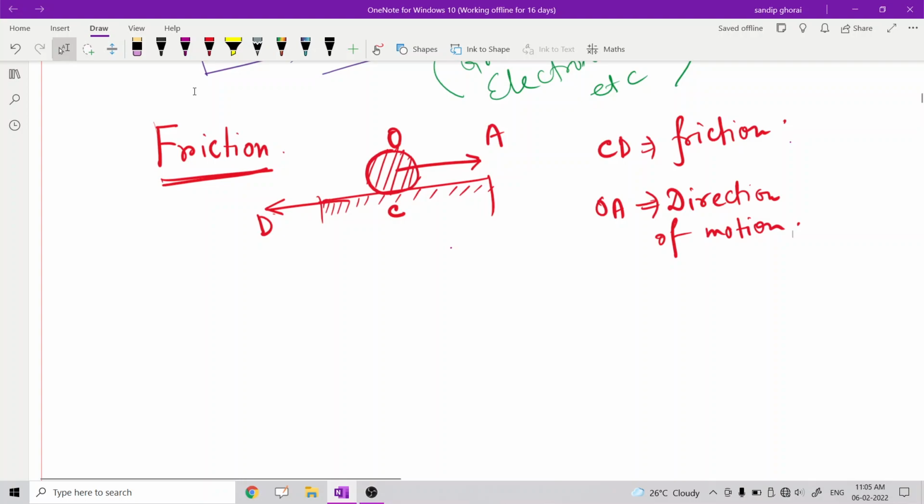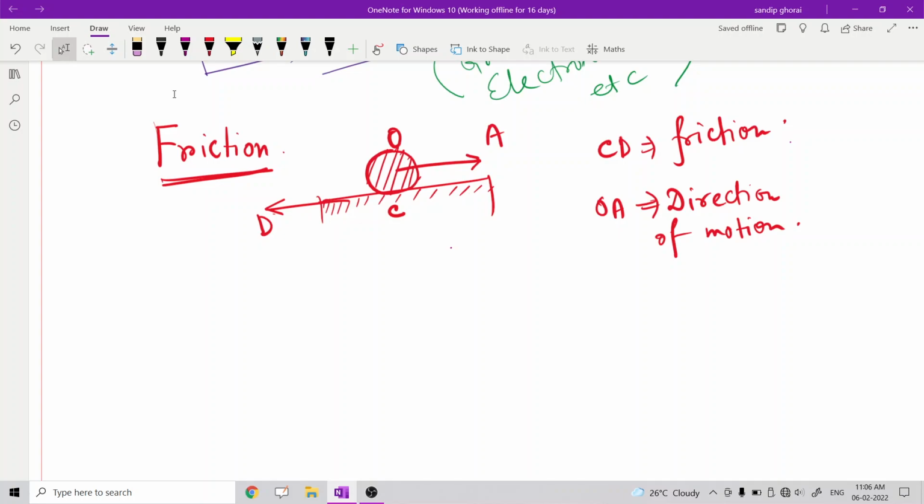Friction depends on two things. The first one is the weight of the body, and the second one is the nature of the surface on which the body moves. That means the roughness of the surface. If roughness is very high, then the friction force is also high. Also, if you take a very heavy body, then the friction force is high. So friction force is directly proportional to the weight of the body and the roughness.